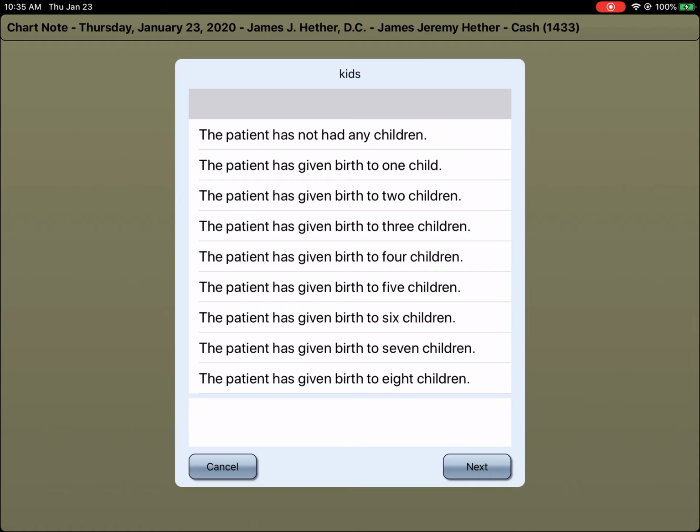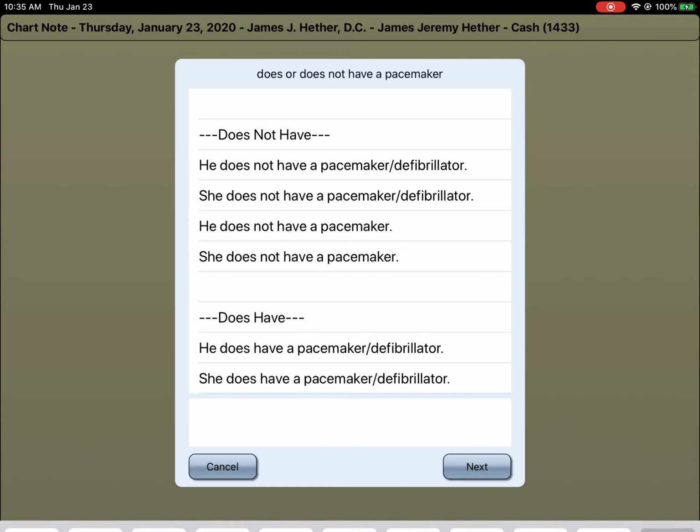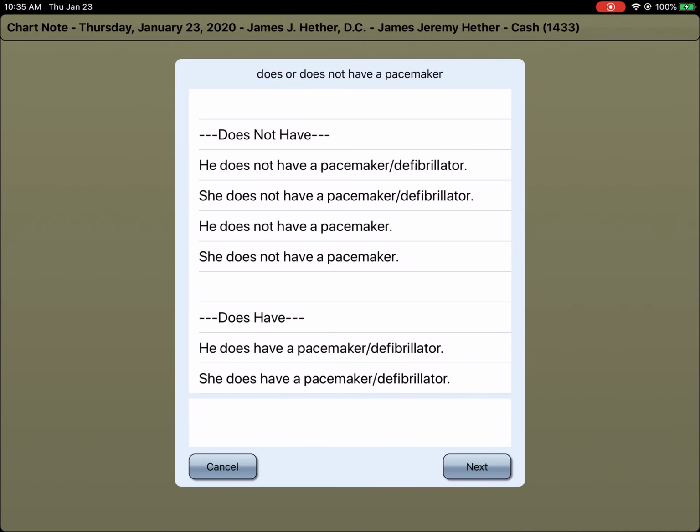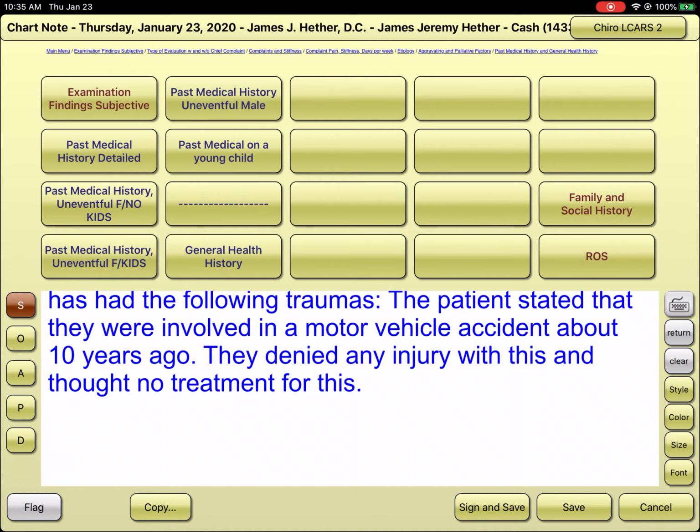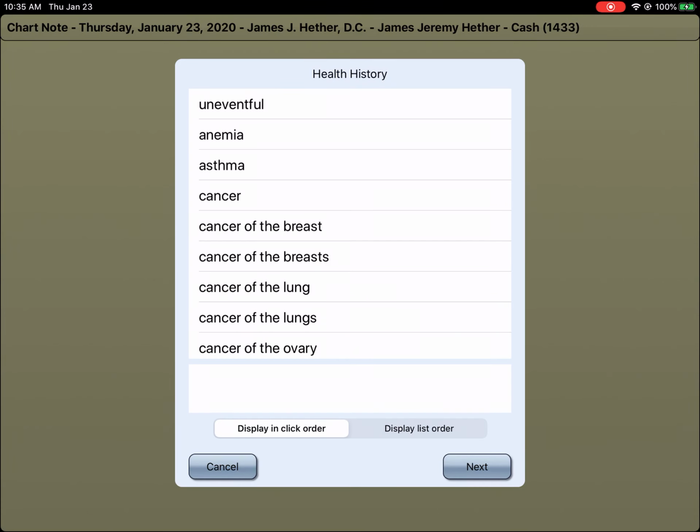And again, this person's not a female, so they didn't have any children. And I do a lot of elderly patients, so I always ask them if they've had any pacemakers or defibrillators. Sometimes they forget to put that on their intake. This person's young, so we're going to skip that. So let's go to their general health.